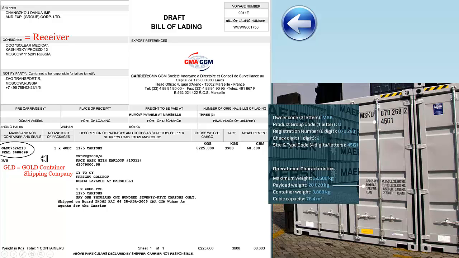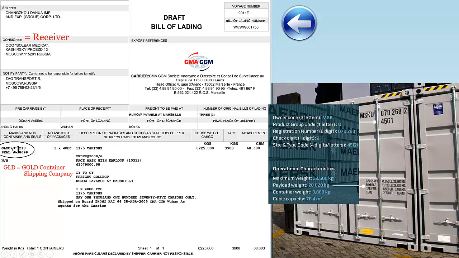Okay, and so here it's very interesting to see the marks and numbers of containers. If we look at a typical container, here's a Maersk container. Each container is identified by the owner, and these three letters here represent Maersk. And here we can see GLD stands for the Gold Container Shipping Company. And then you have this one letter, product group code U.